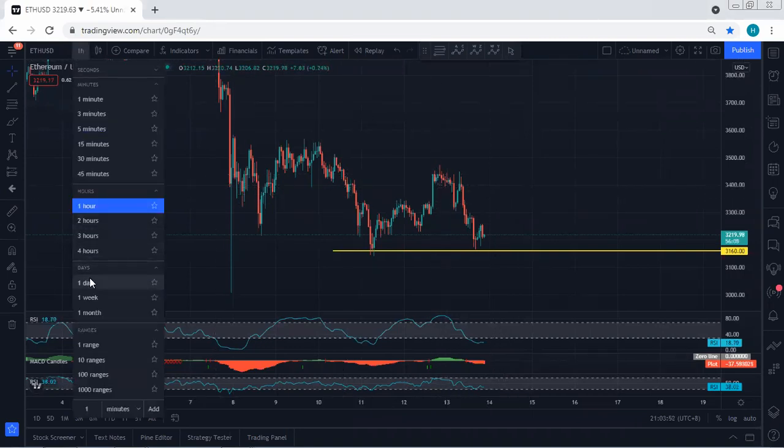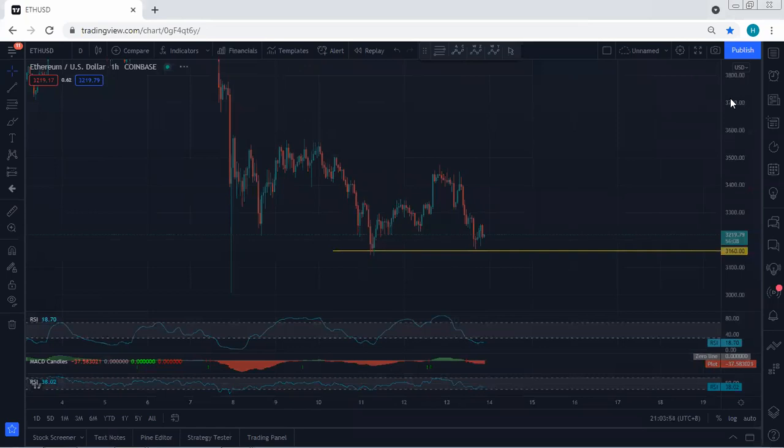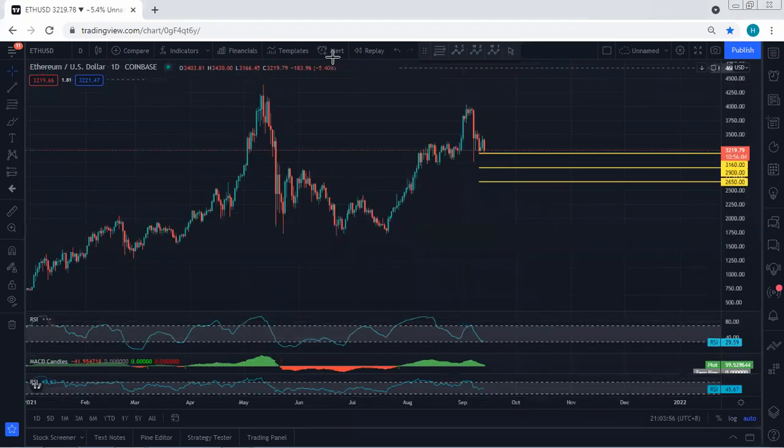In this case, we move to the daily chart. On the daily chart, we have been looking for this correction. We want to see how deep this correction can be, and we put this line as a support. We mentioned the breakout of 3160. The second one we're looking for is 2990, followed by 2650.